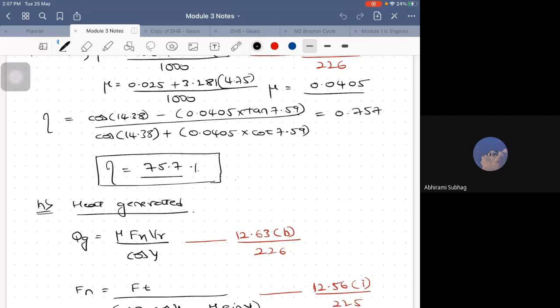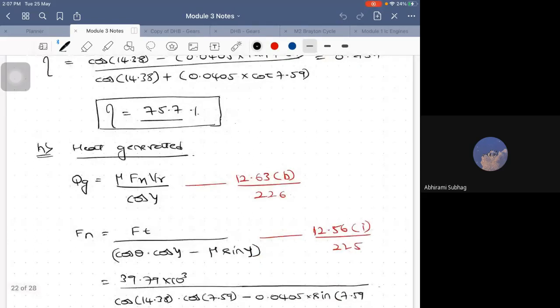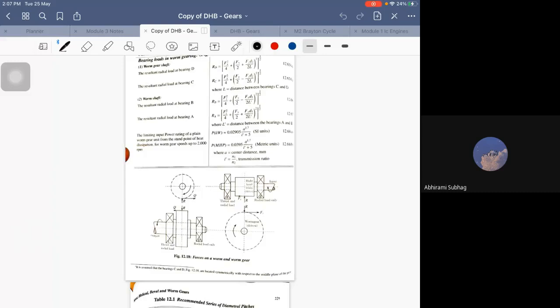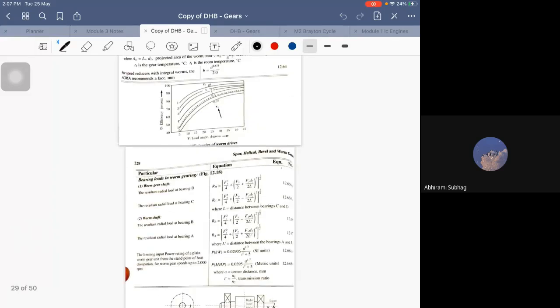Gas. Okay, so calculate. Very good. Heat generated. Just calculate heat generated based on the equation 12.63b, page number 226. For that, the unknown parameter is Ft there. Sorry, Fn. For that, you can use this particular formula from the equation number 12.56i, page number 225. Just go for that particular equation, page number 225.